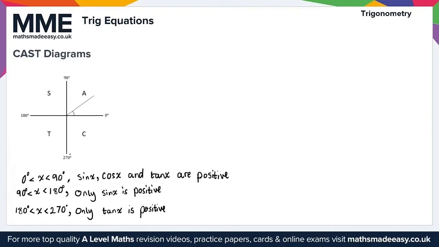And finally, moving from 270 degrees back to 0 degrees or 360 degrees, in that case only C is positive, and the only remaining one here is cos x. So from 270 degrees to 360 degrees, back down to 0, depending on which way you're thinking of this, this is represented by only cos x being positive.